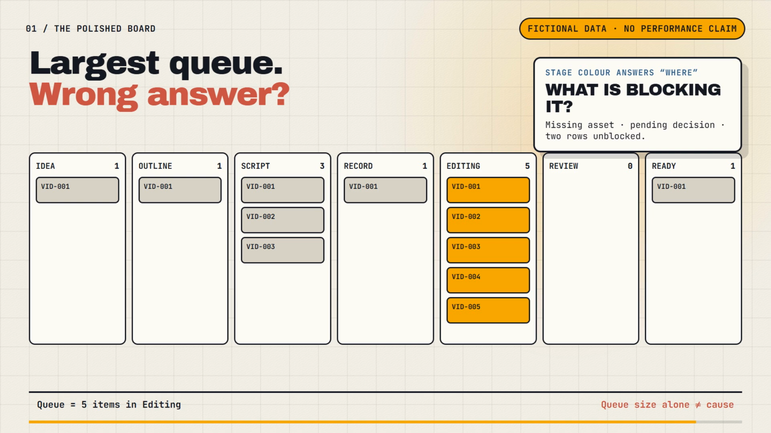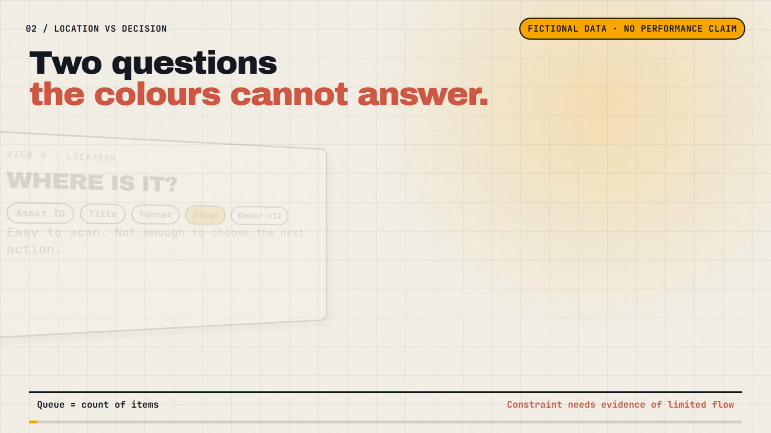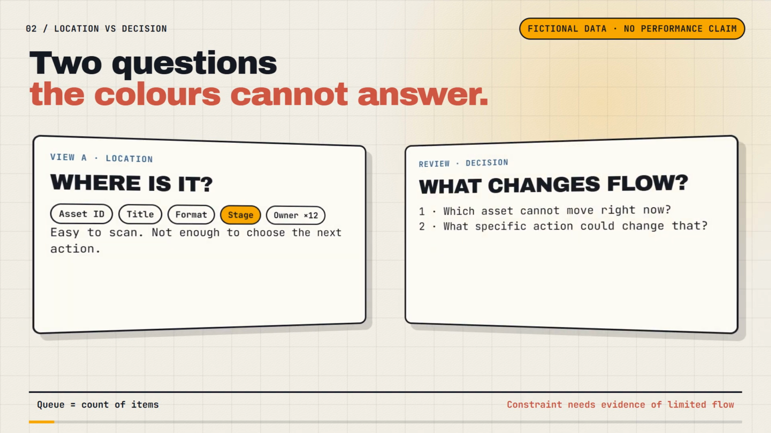Test 3 is the pileup. The data is not enough to call something a bottleneck. Editing still contains 5 items. Is editing the bottleneck? The review needs to answer questions. 3 of 2 rows are recent and unblocked. Which asset cannot move right now, and what specific action could change that? One waits for original footage, one waits for a human title decision. I will use the word bottleneck carefully. A count combines work that can move with work that cannot. A queue is a count of items. We can say editing has the largest queue in this fictional snapshot.